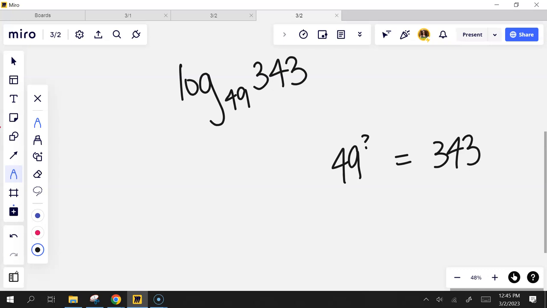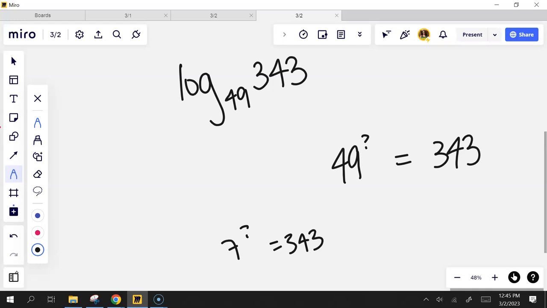If I recognize it being a perfect square or a perfect cube, I might start with that and see what happens. Is there something that I could raise 7 to get 343? Because 7 is the square root. It's 3.